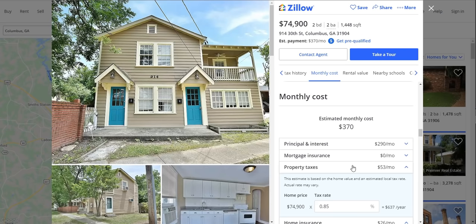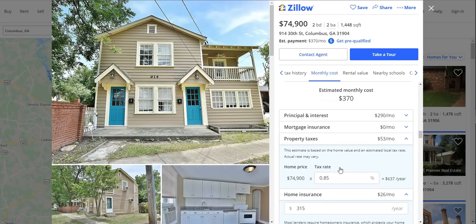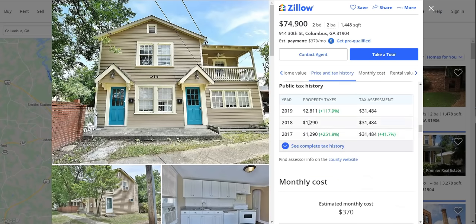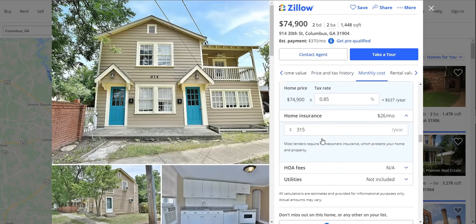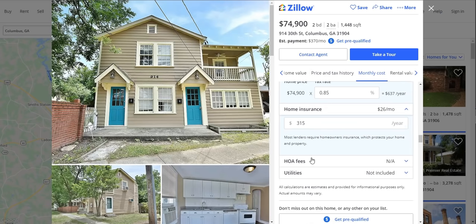And then they've got a breakdown of the property taxes on a monthly basis, which if you look at how they calculated the taxes, again, this doesn't add up with what they're listing up here. So I would look at these values and then verify what the actual taxes and the homeowner's insurance values are. And again, you should be able to get that information from the listing agent.